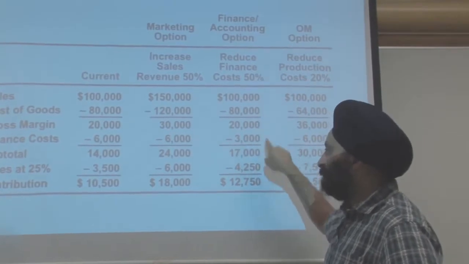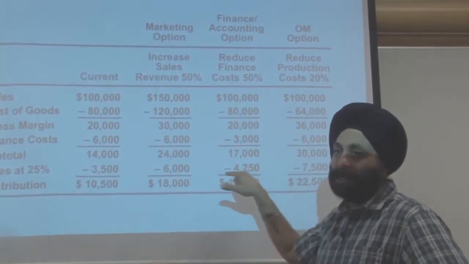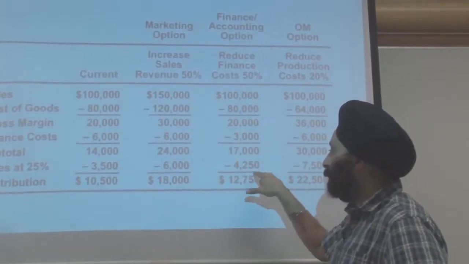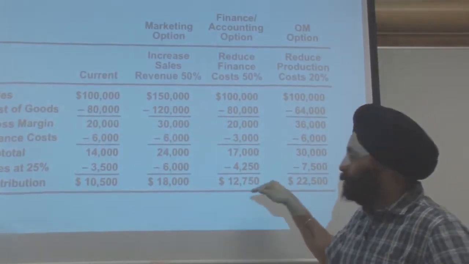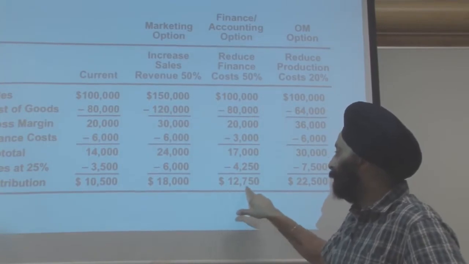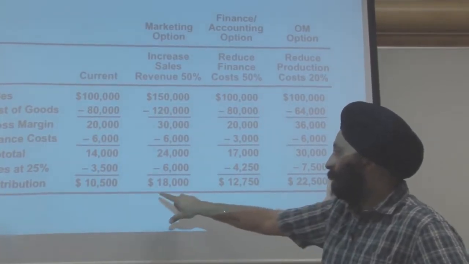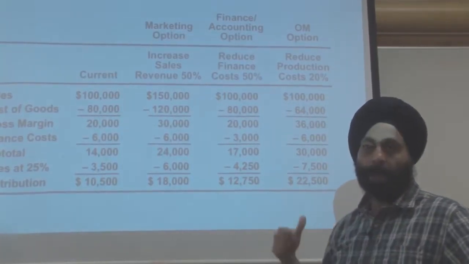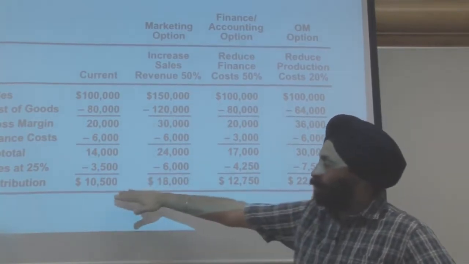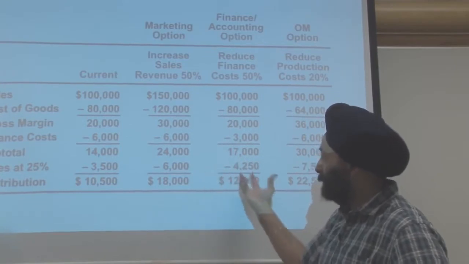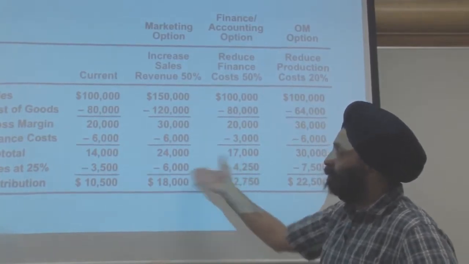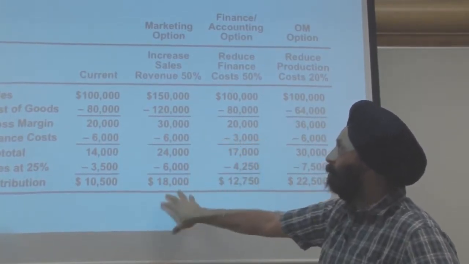So that gives you a subtotal of 17,000. Taxes at 25% reduces that value by 4,250, and you now have a new contribution number, which is 12,750, which is about 2,250 above the original contribution. So in this case, finance has a lot less wiggle room in terms of adding contribution as compared to marketing.